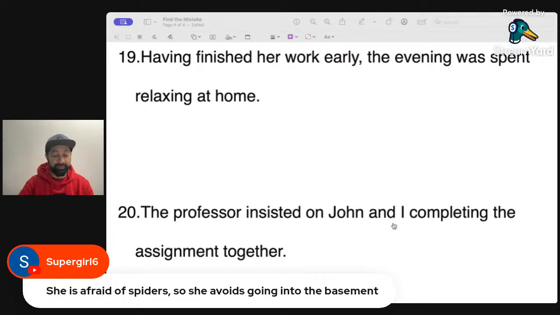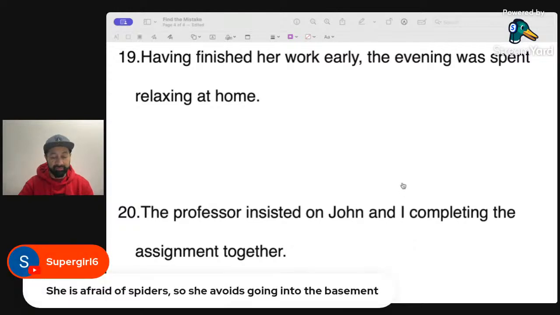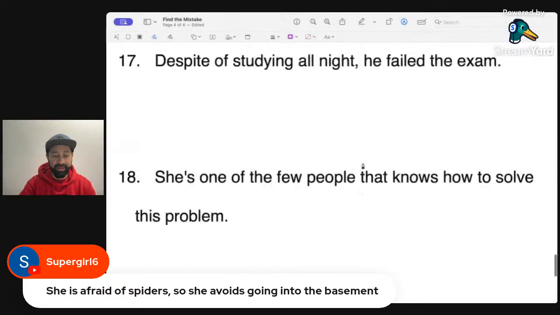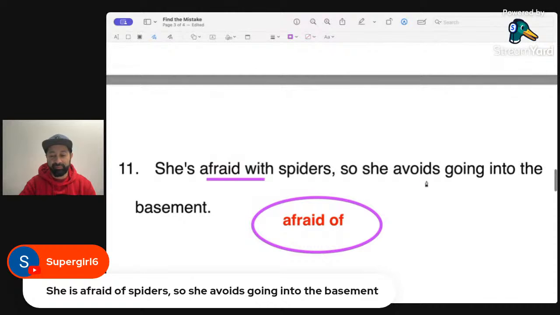She's afraid of spiders, so she avoids going to the basement. Perfect. She's afraid of spiders, so she avoids to go into the basement. Here, I would go with avoids going. Avoid is always going to be followed by an -ing verb. So avoids going into the basement. Let's back up to this one here. This is okay. That's correct. She avoids going. That is completely okay.